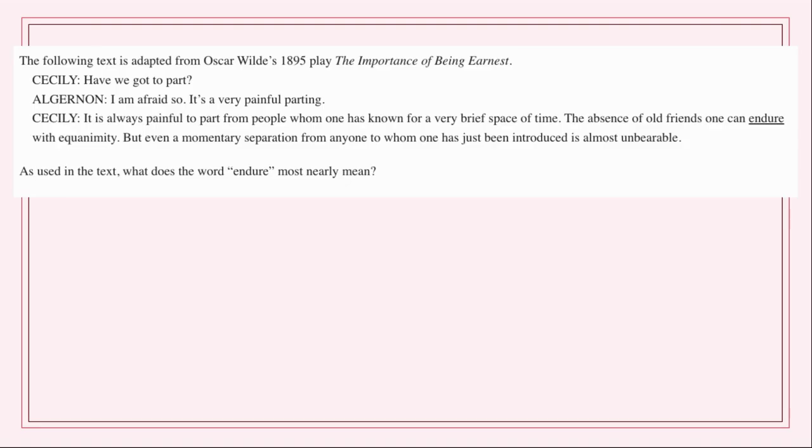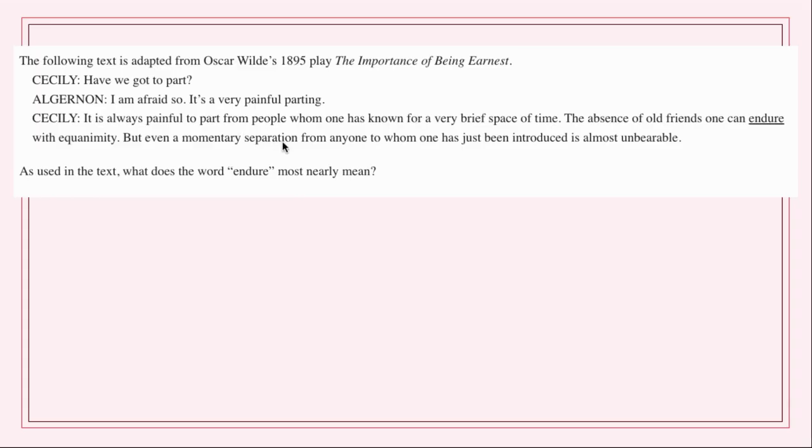And then he says the absence of old friends one can endure with equanimity. Now, this might be hard if you don't know what endure means generally, and I don't even know what equanimity means either. That's okay because we can look at the next sentence. We're using a transition, so we're saying something different here. But even a momentary separation from anyone who has just been introduced is almost unbearable.